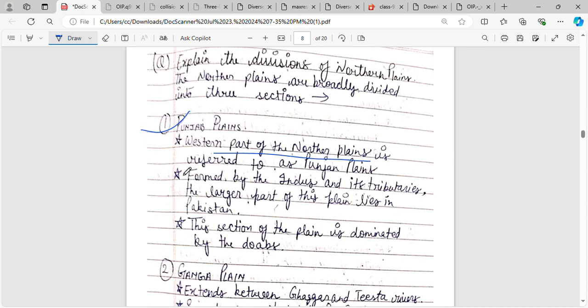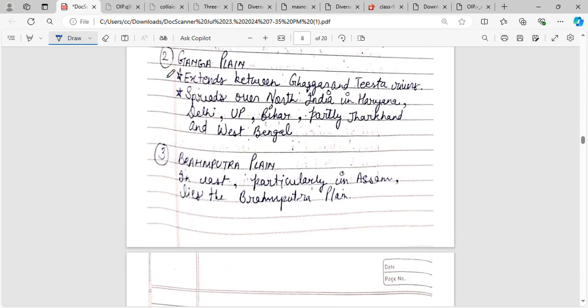The western part of the northern plains is referred to as the Punjab Plain, formed by the Indus and its tributaries. The larger part of this plain lies in Pakistan. This section of the plain is dominated by the doabs. See, Punjab means punj plus ab. Punj means five here. So Punjab is known as the land of five rivers. After the partition of India, only two rivers are left there now, and the rest of the Punjab has gone with Pakistan.